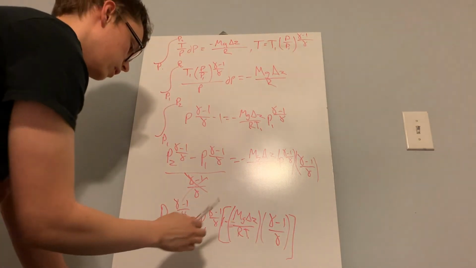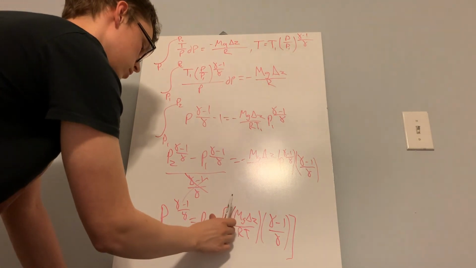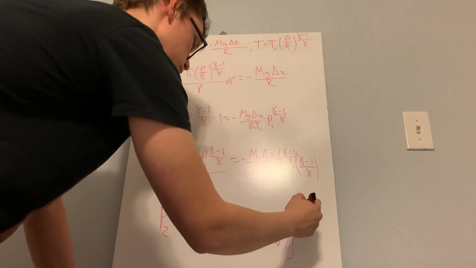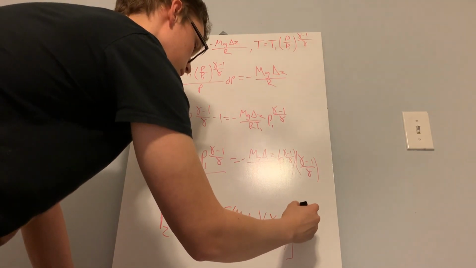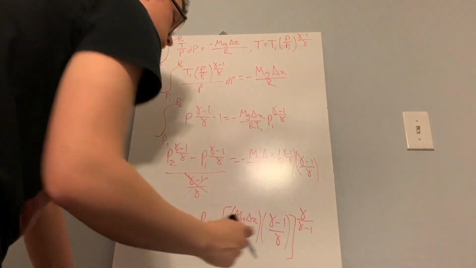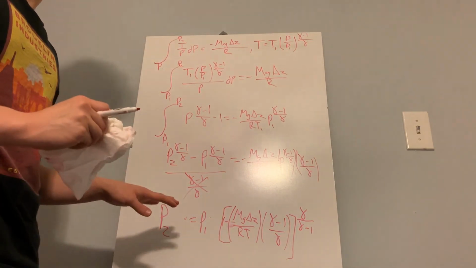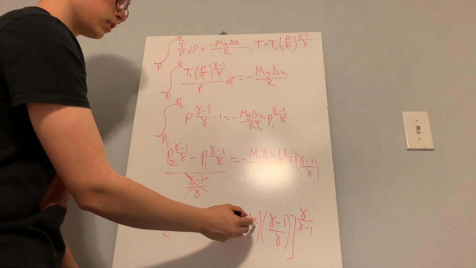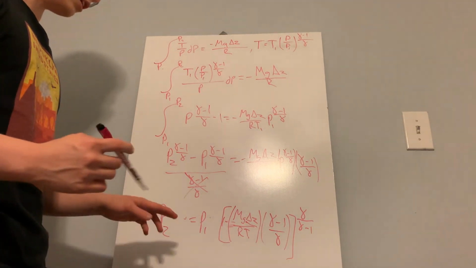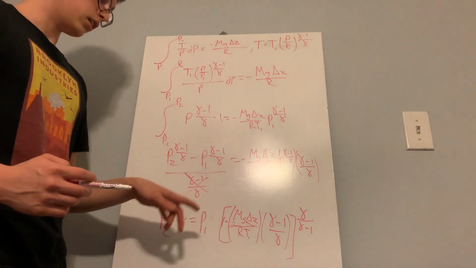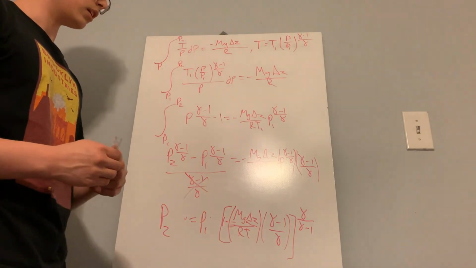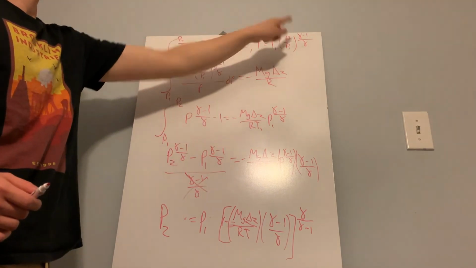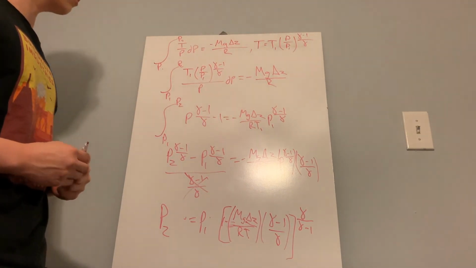And then to get rid of these exponents and to isolate our P2, we move the exponent over here. It becomes gamma over gamma minus 1. And so basically, this is our pressure equation with respect to, notice the only thing that is not a constant is the change in altitude. And if you want to find the temperature equation with respect to only the change in altitude, you can go and insert our pressure into this equation up here, and that will give you the temperature equation.